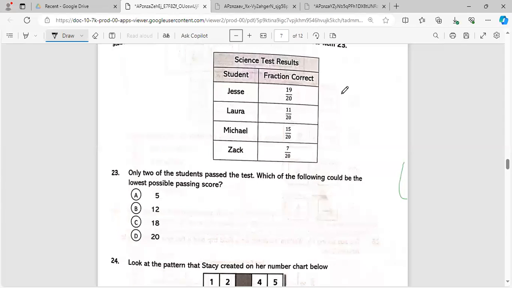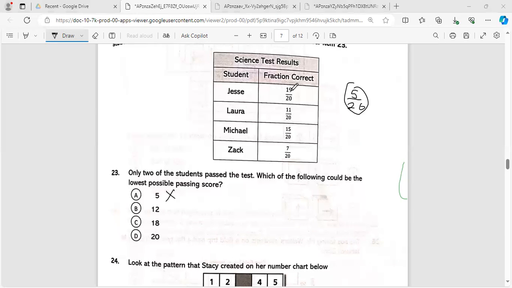Sir, can I tell you why I picked B? Yeah, please, Ian, explain. Tell us why you think it's B. Sir, I picked 12 because if it was 5, sir, that means Zach would pass and everybody else would pass. And it said only 2 students passed the test. If it was 18, sir, only Jesse would pass. And it says only 2 students pass.